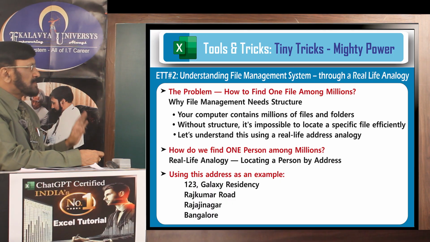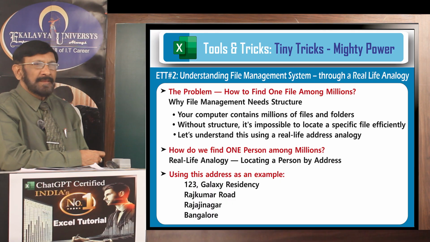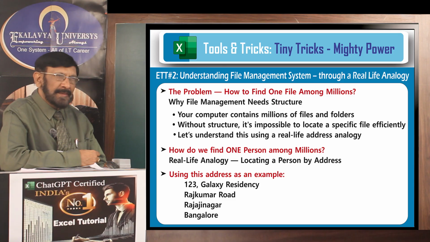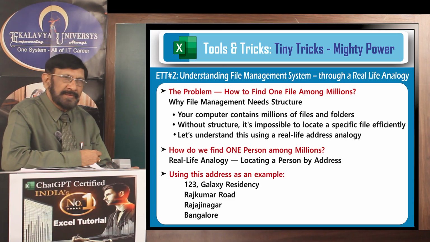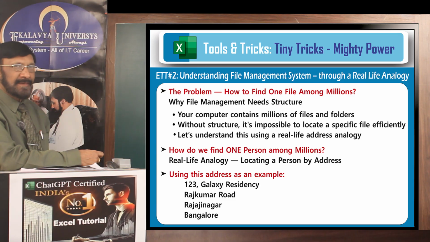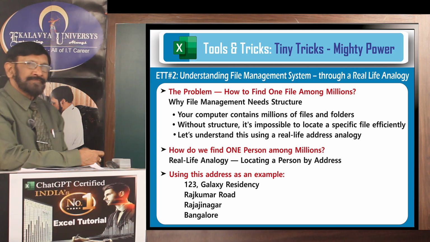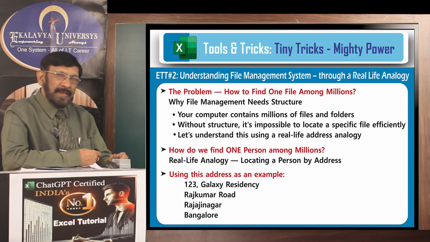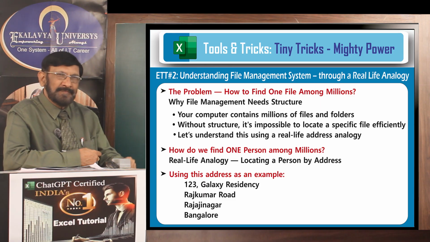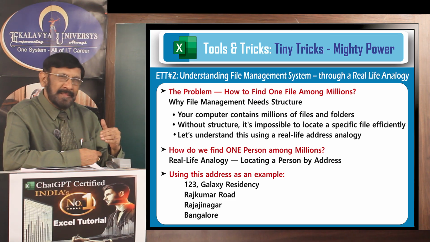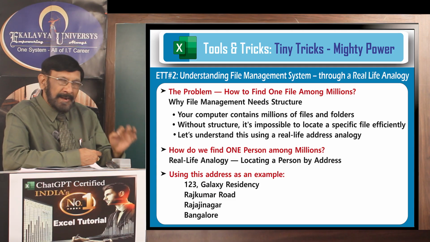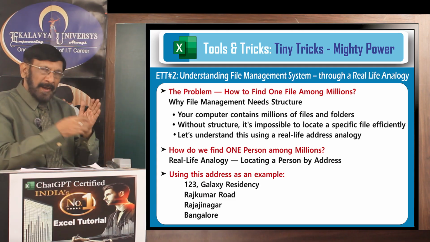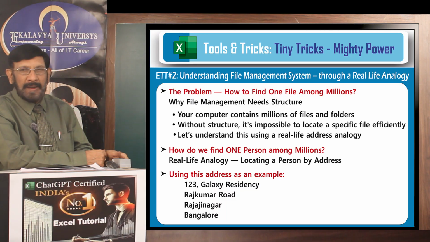Now here you see the address I have given: 123 Galaxy Residency, Rajkumar Road, Rajaji Nagar, Bangalore. Now let us analyze how smart kids can understand. And already I told you, whenever you have to communicate to others, always use analogies and examples. By that, even a layman can understand. Once they understand, they develop a lot of respect and regard for you. So communication is a great skill, a part of my course. Every time I talk about that.